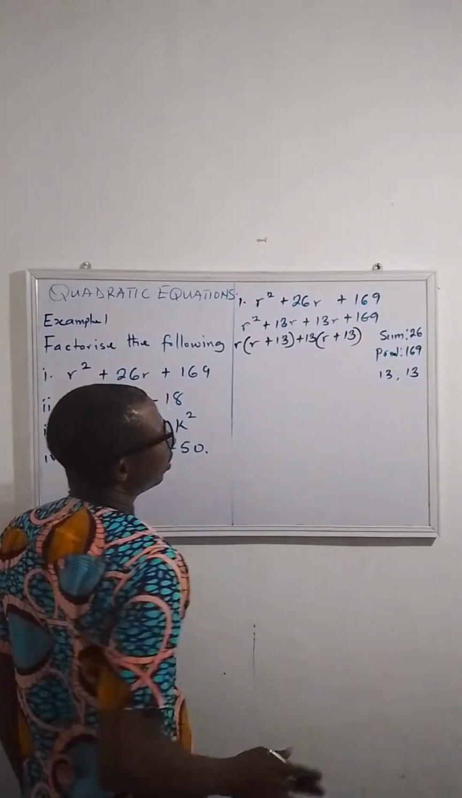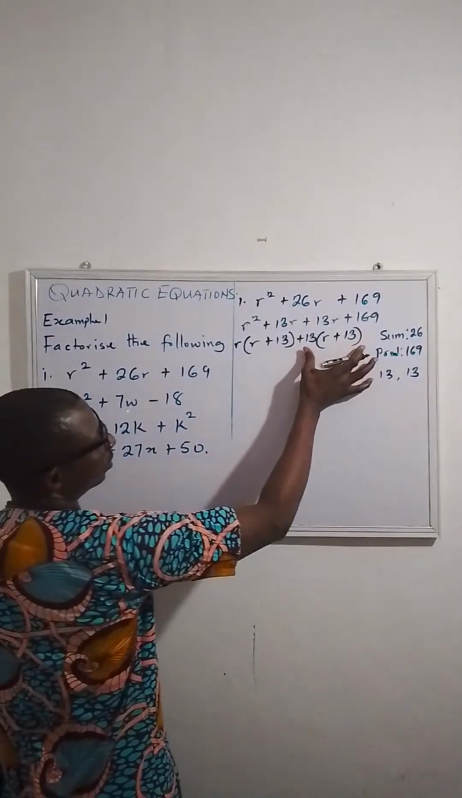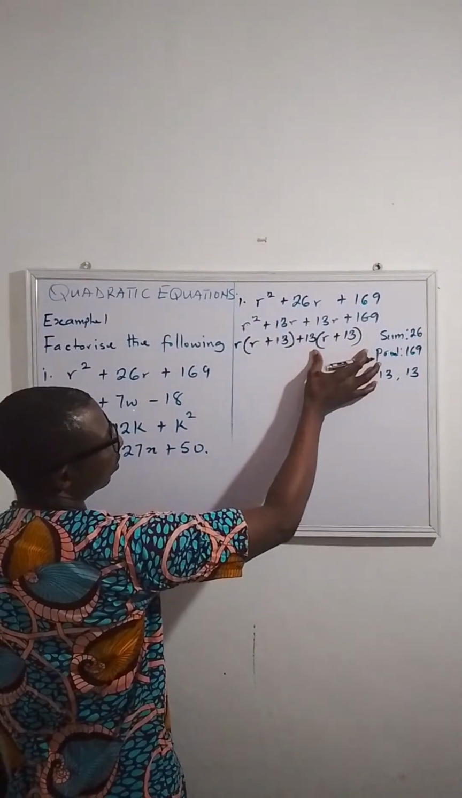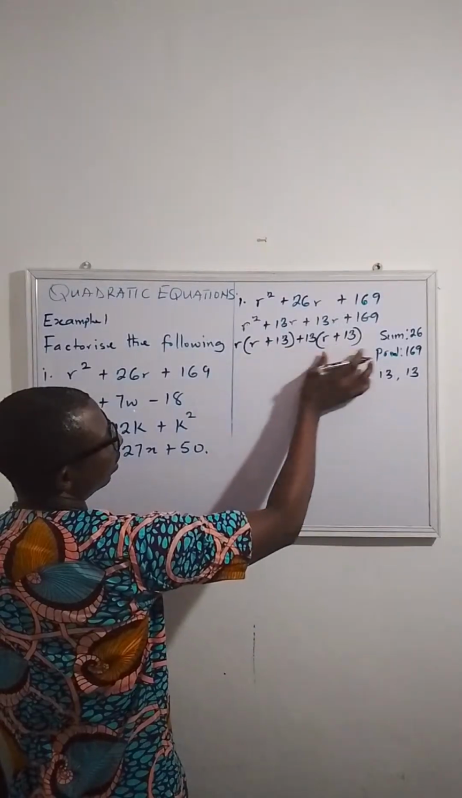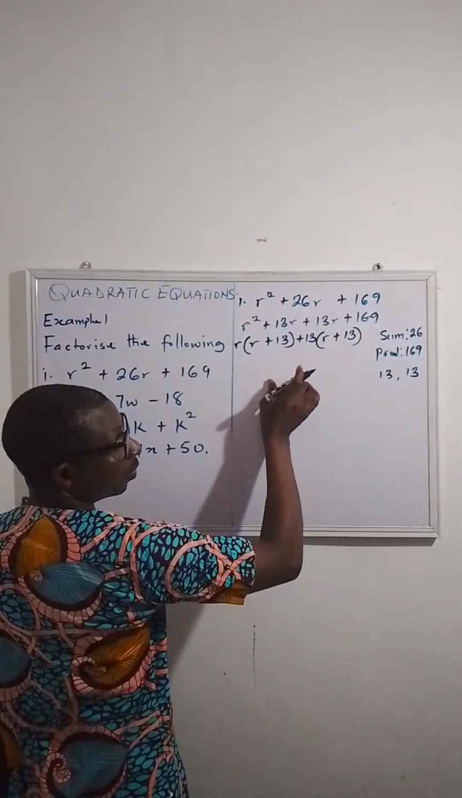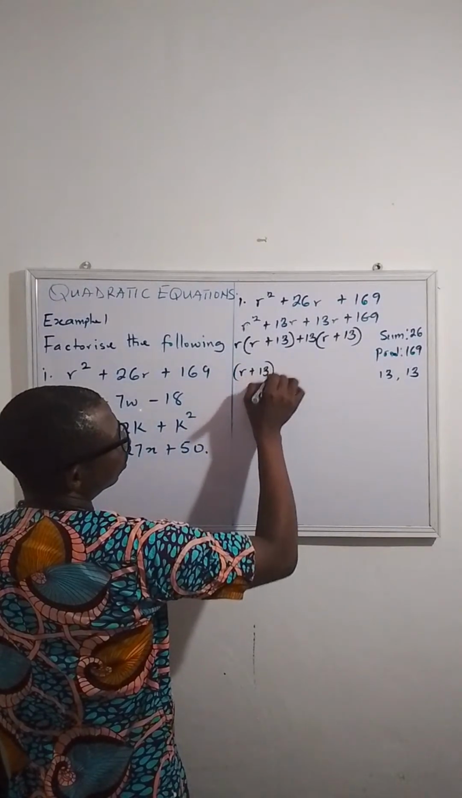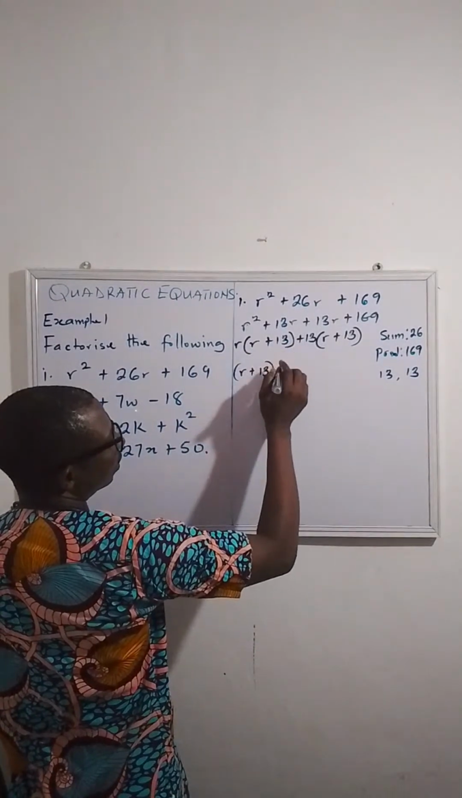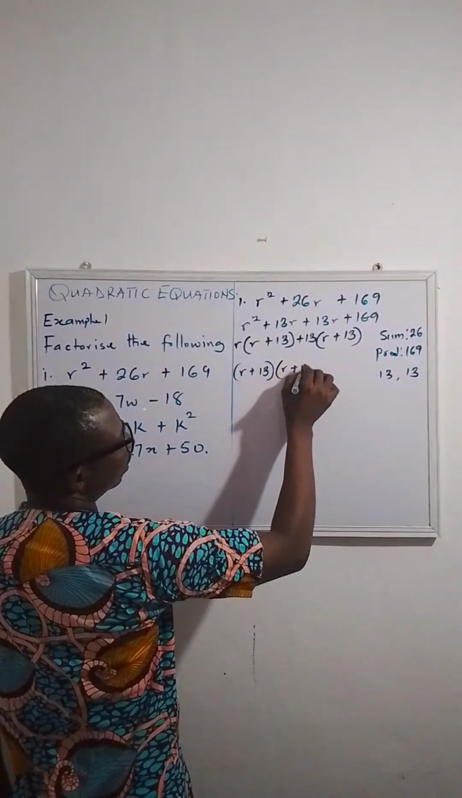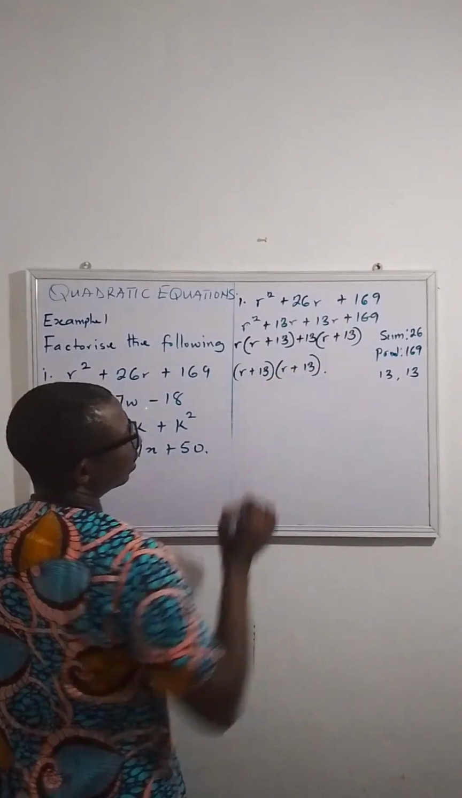Okay, so here we now have two terms. This is the first one and this is the second. The common term here is r plus 13. So you are left with r plus 13, and r plus 13. And this is the answer to the problem.